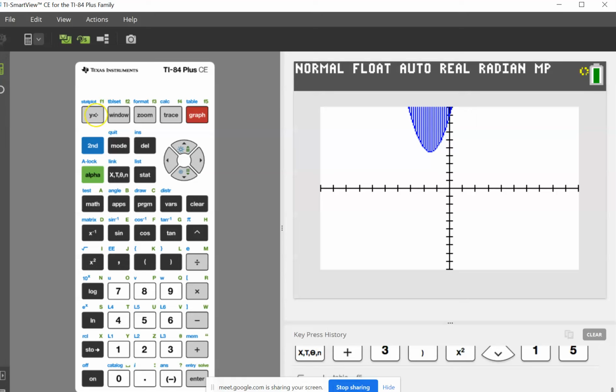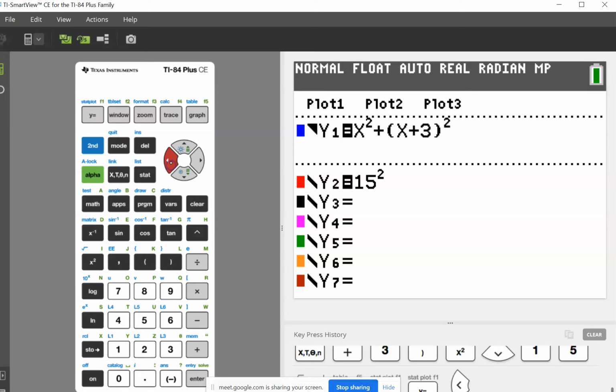So, hang on. Let me go back because actually I have something left from graphing in a previous class. Let me get rid of that.